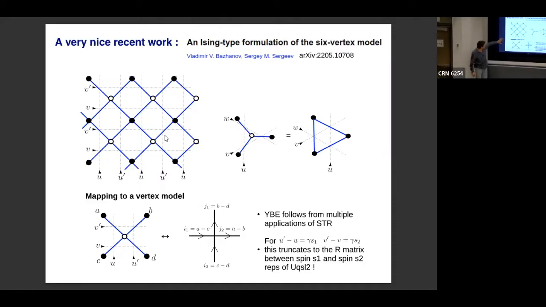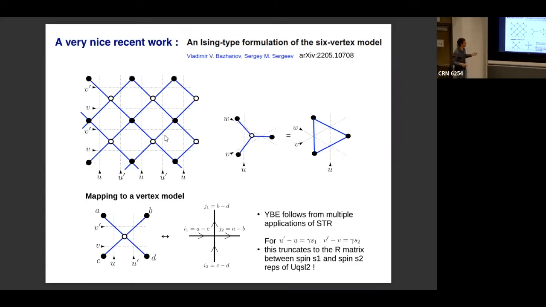So their building block is this thing here. And this gets mapped to a vertex model, whose R matrix is written here. And so you move from these face degrees of freedom, or these spins, to vertex degrees of freedom, which live on the edge here. And these degrees of freedom are defined as the difference between adjacent spins. Okay, so again, they take unrestricted integer values.